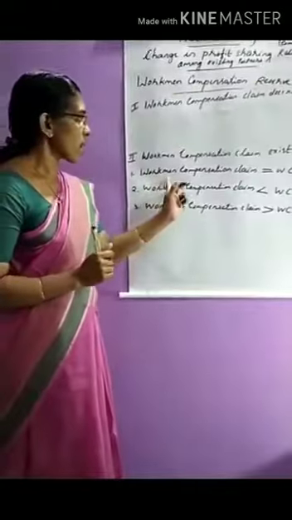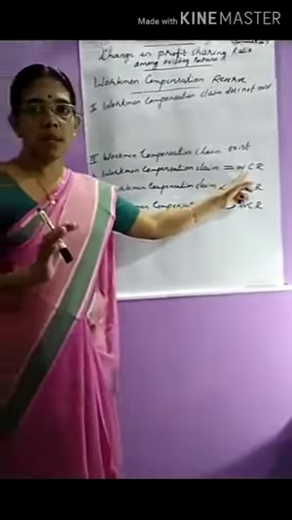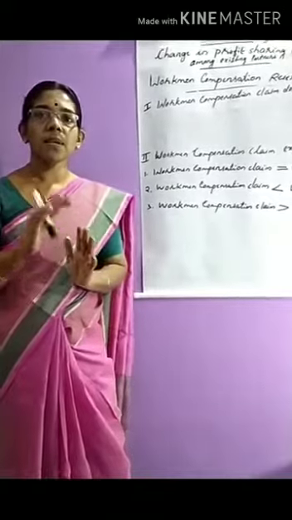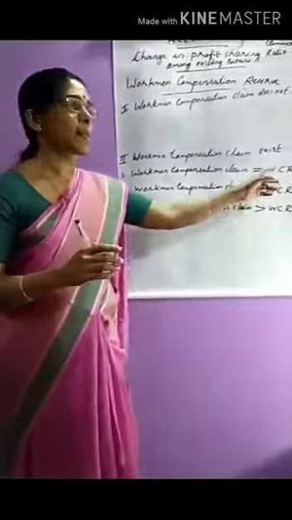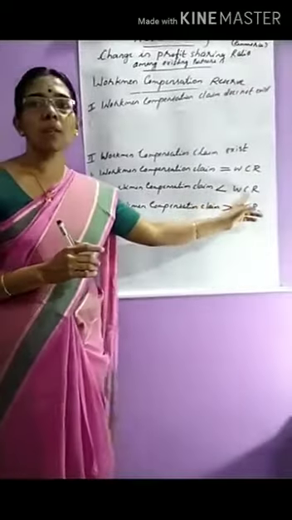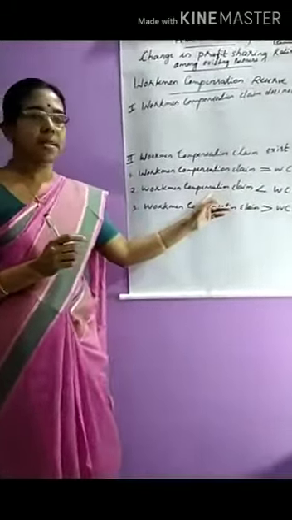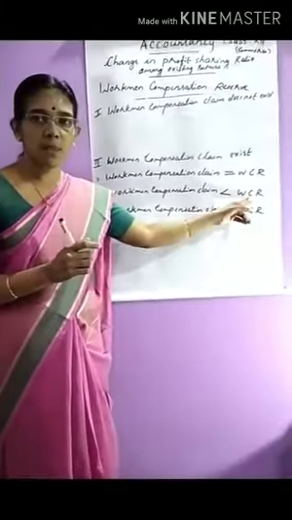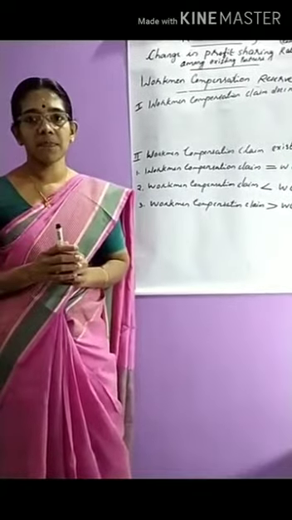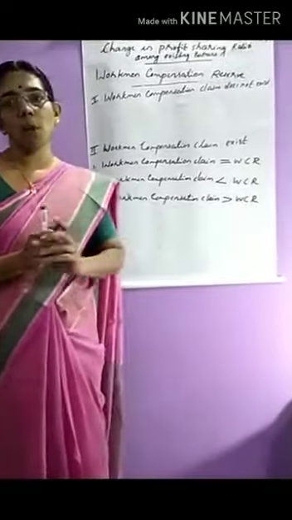See children, the Workman compensation claim reported is equal to Workman compensation reserve. The full amount of Workman compensation reserve is used for meeting this claim. Second, Workman compensation claim less than Workman compensation reserve. Here, the amount of claim will be settled from Workman compensation reserve and the excess amount is transferred to the partner's capital account.